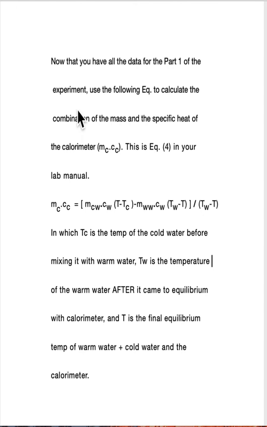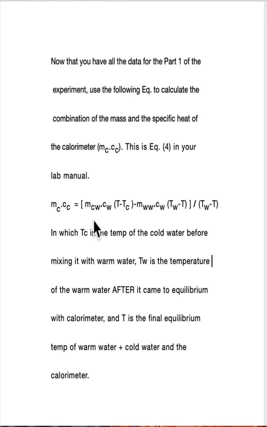All right. Now that you have all the data for part 1 of the experiment, use the following equation to calculate the combination of the mass of the calorimeter times the specific heat of the calorimeter, which is MC CC. And this equation is the same as the one in your manual under equation 4.